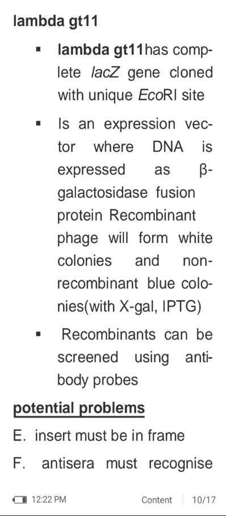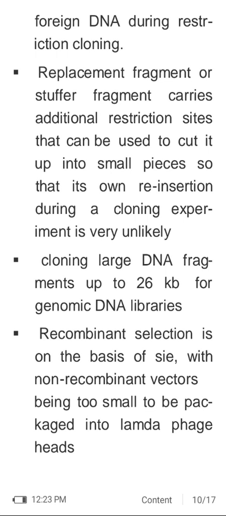The lambda replacement vectors. A lambda replacement vector has two recognition sites for the restriction endonuclease used for cloning. It is a full-length lambda molecule having two identical restriction sites flanked by a stuffer fragment. The stuffer fragment is replaced by foreign DNA during restriction cloning. The replacement or stuffer fragment carries additional restriction sites that can be used to cut it into small pieces, so that its own reinsertion during a cloning experiment is very unlikely.